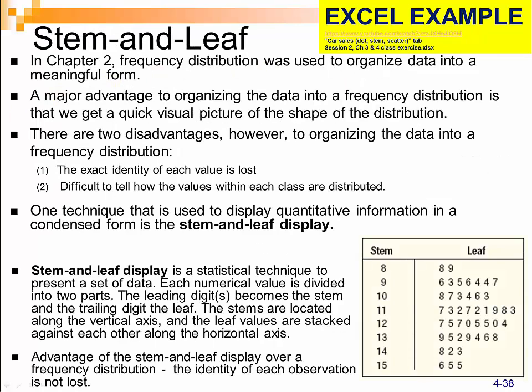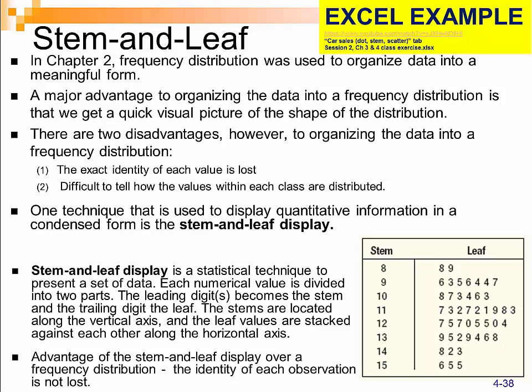If you remember back in Chapter 2, we used a frequency distribution to organize the data into groupings of values. The advantage of that is that it gives us a quick visual picture of the shape of the distribution. However, there's a problem with doing that. We pointed out before that we lose the individual observations in the data set. In other words, we don't get to see the actual values of each individual observation. And we also don't get to see how the values are distributed within the grouping.